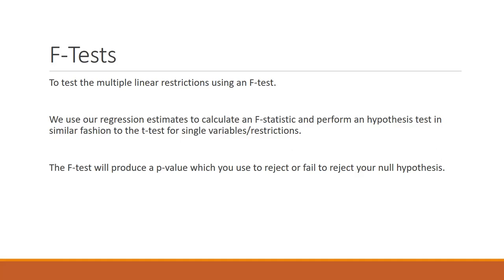Basically, we produce an F-statistic, which I'll show in a future lecture. And then we perform a hypothesis test in a similar way to a T-test. We compare our F-statistic to an F-distribution. We calculate a P-value, and then we see whether or not our P-value is smaller than our significance level. And if it is, we reject the null hypothesis, or we fail to reject the null hypothesis.